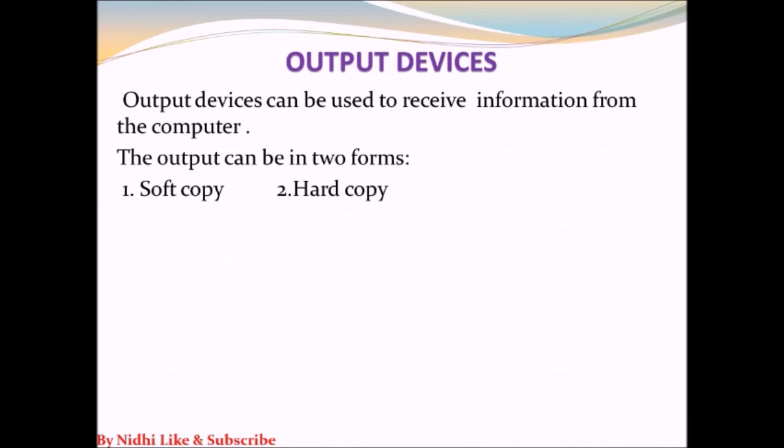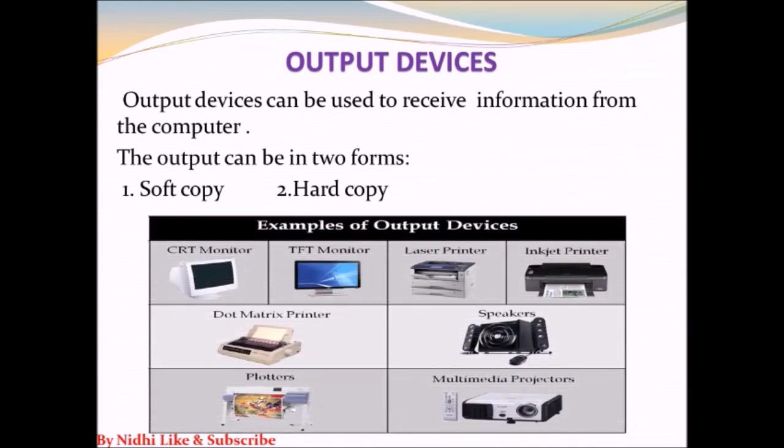It can be used to receive information from the computer, and it can provide the output in two forms. First is soft copy, that is in the visible form that we can see on computers, and second is hard copy that we can see in the form of printed forms. Okay, so these are the two forms in which we can receive the output.